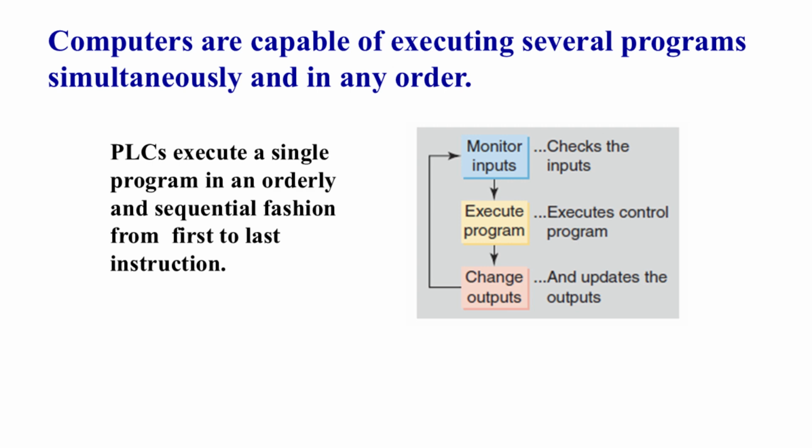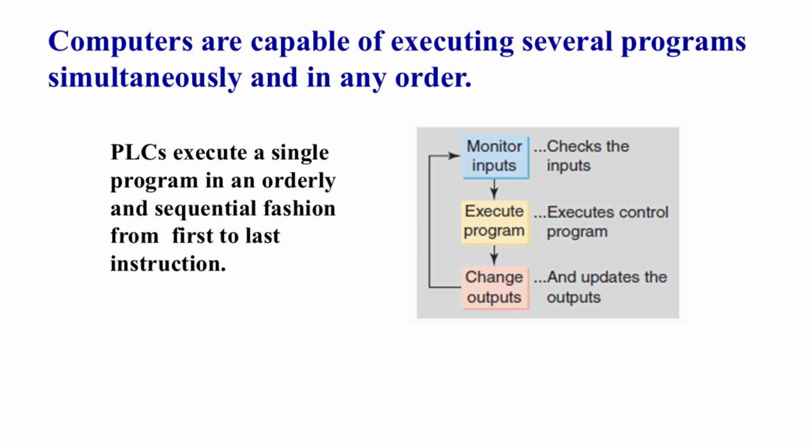In contrast, a PLC is designed for deterministic and reliable control. The PLC executes a single program in a very orderly and sequential cycle. It always starts with the first instruction, works step by step through the program, and ends with the last instruction before repeating. This ensures consistent and predictable timing, which is critical for automation and industrial control.